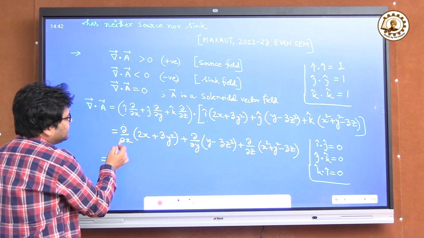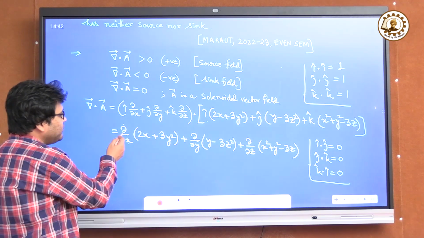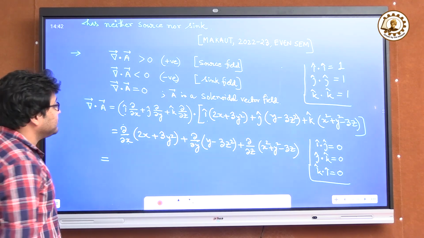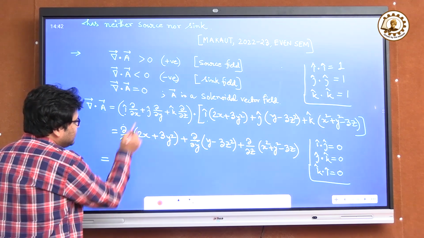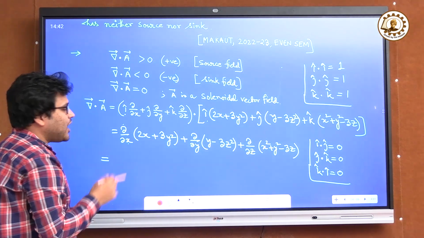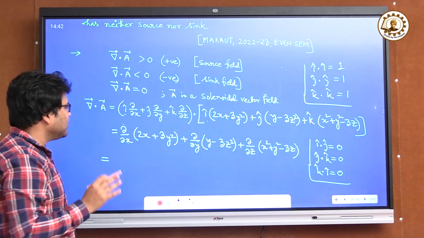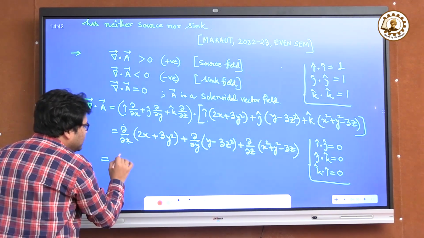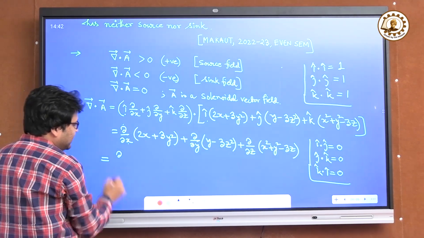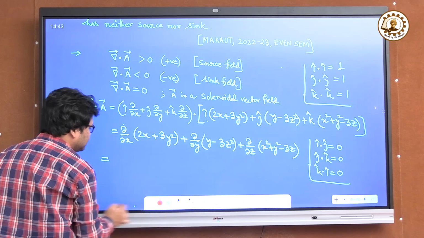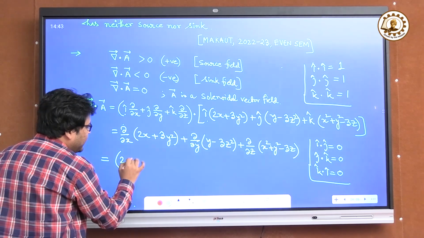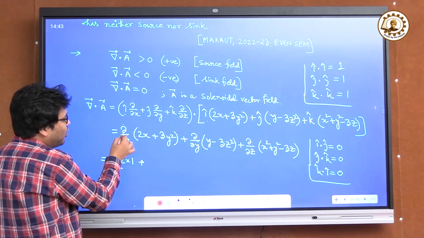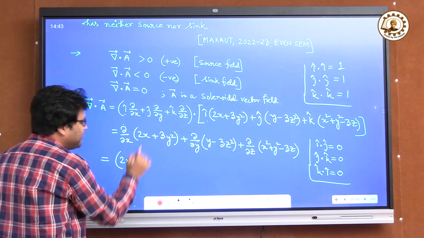Okay, so there are three partial derivatives that are going to act on three terms. Take a look at the first term. Here we have a partial derivative with respect to x that is going to act on 2x plus 3y squared. Since we have a partial derivative, apart from x, all the terms will be taken as constant. Only those terms which contain x will be non-zero. So del x acting on 2x results in 2 into 1. Plus, when we operate del x on the term 3y squared, it simply becomes 0.